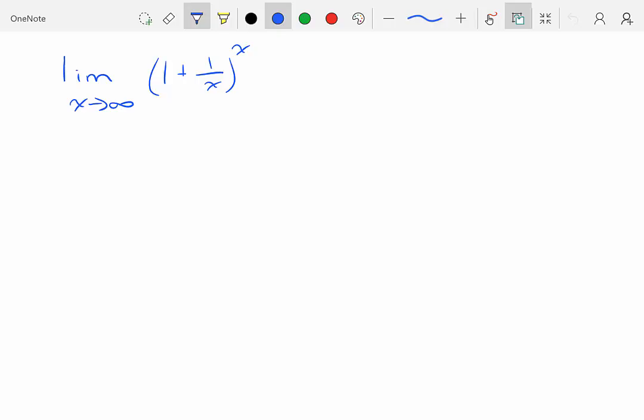I'm going to do a couple of examples of evaluating limits using L'Hopital's rule. Here's my first example. Limit as x approaches infinity of 1 plus 1 over x raised to the x power. If I think about the form of this limit, as x is approaching infinity, then 1 over x is going to be approaching 0. So this whole inside of the parentheses is going to be approaching 1.